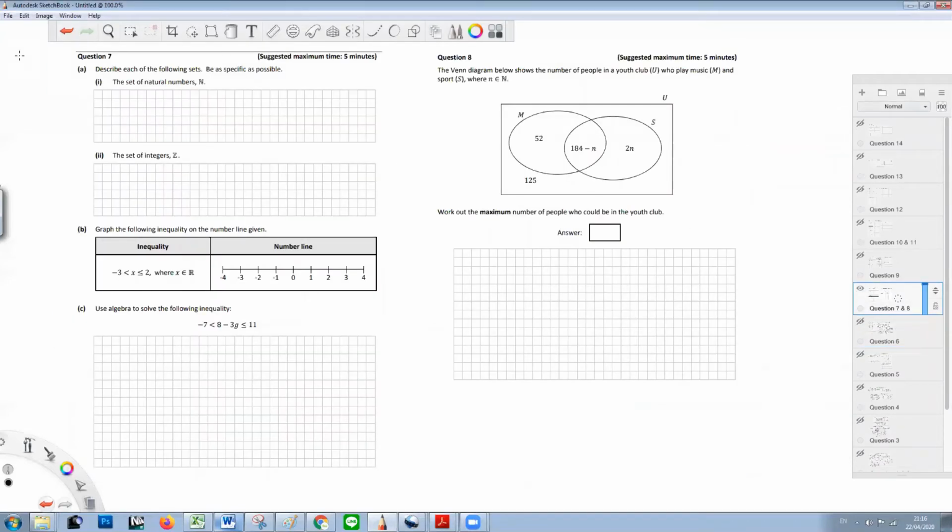So question 7 and question 8. Describe each of the following sets. Be as specific as possible. So it just says the set of natural numbers. And so this basically just means if you had a number line, so you could say -1, 0, 1, 2, 3. So a natural number is any number here. So this is a natural number. This is a natural number. Natural number, natural number. This is not a natural number. So -1 is not a natural number. But the rest are. So these whole numbers are natural numbers.